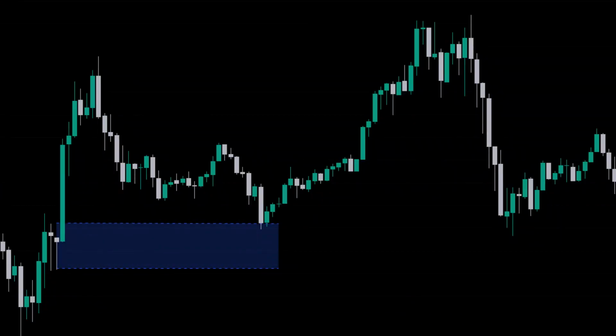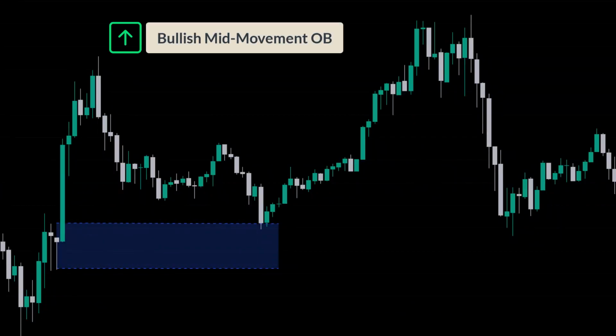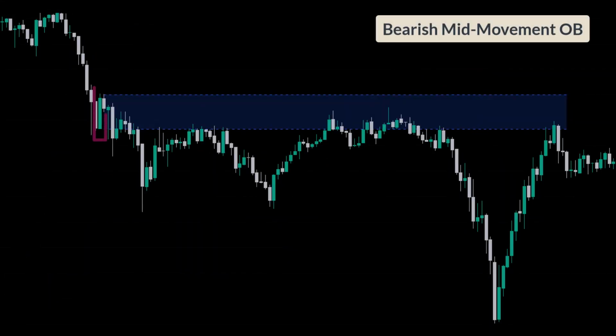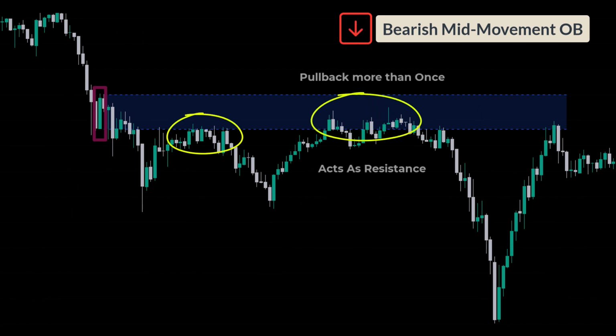Order blocks are not always at the end of swings, they can also form in the middle of price legs. They are opposite candles between price legs, which act exactly like normal order blocks. The market creates them to use as support or resistance on pullbacks, to continue its move in the major direction. So, if, for example, we have a bullish trend, downward candles act as mid-movement order blocks and support the price. And if we have a bearish trend, upward candles act the same as resistance and push the price lower.